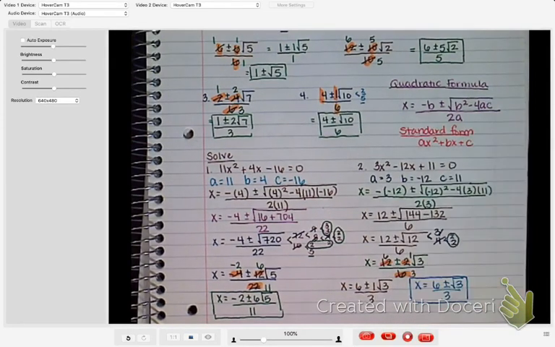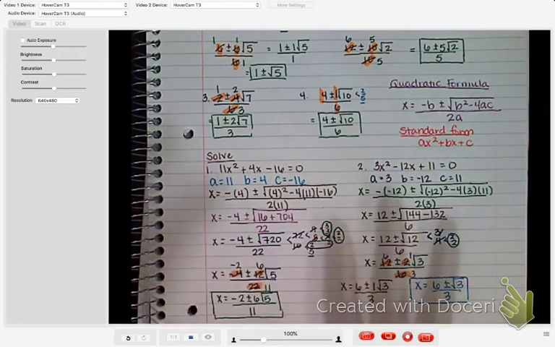Okay, so nothing's changing. We're not doing the quadratic formula any different. The only difference is that you will have to simplify the radical and then simplify your final answer instead of getting a whole number or a fractional answer.